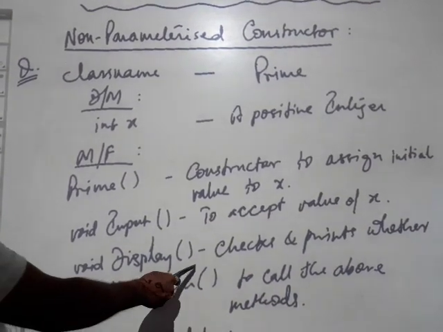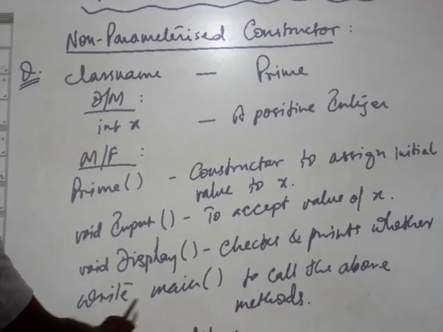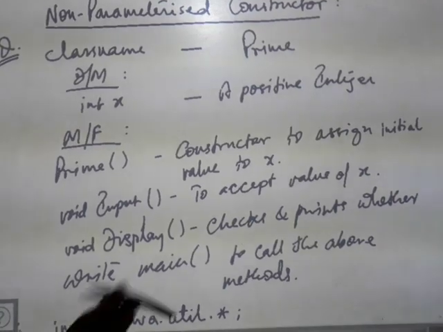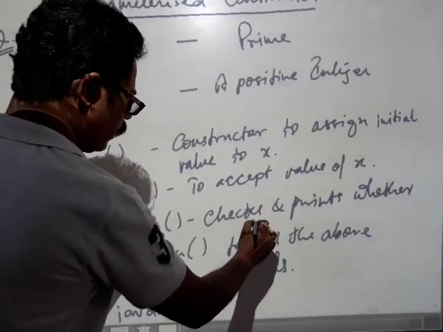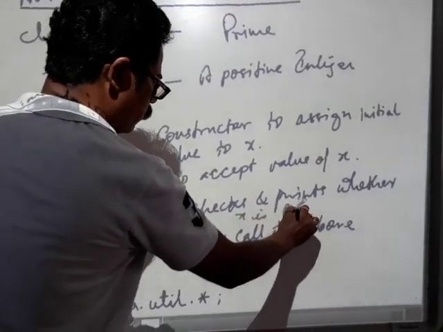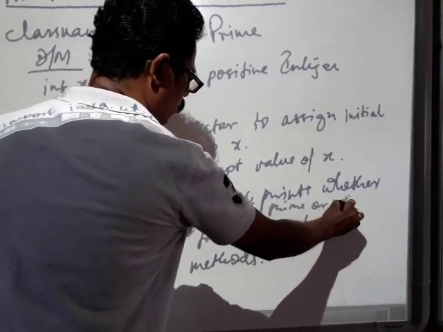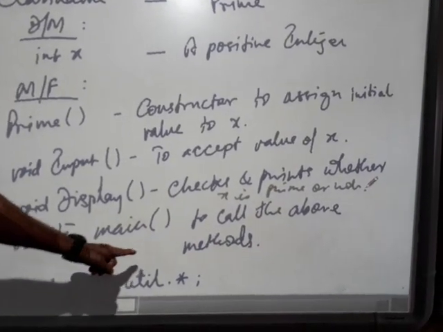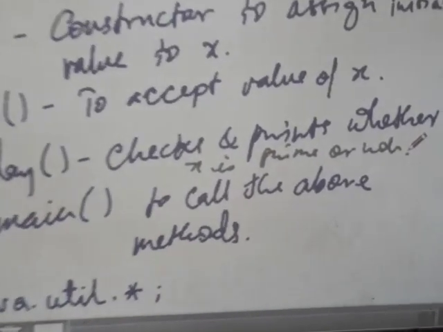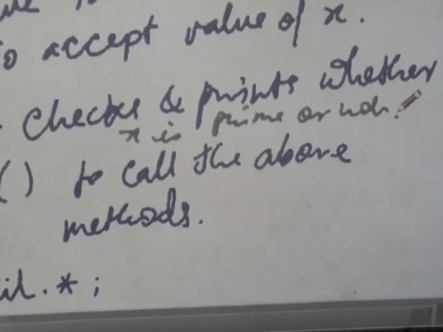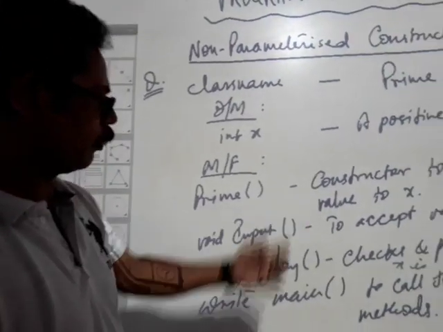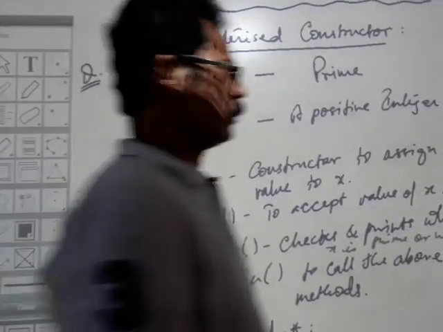Then we have a void display, checks and prints whether x is a prime number or not. Let us see this one. Then we have a write main method to call the above methods. The above methods we have to call. Remember, constructor, especially non-parameterized constructor, is never called from the main method, never invoked from the main method. It is automatically called. So let us see the solution in this case.